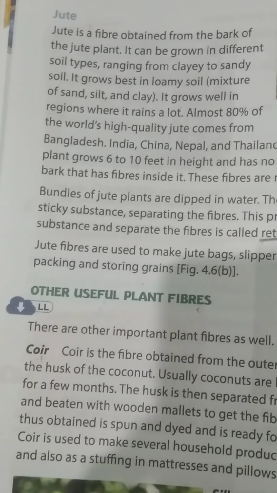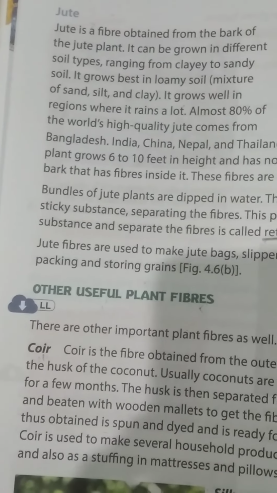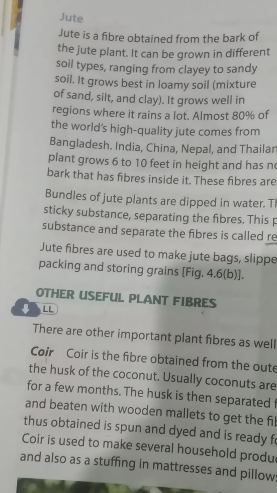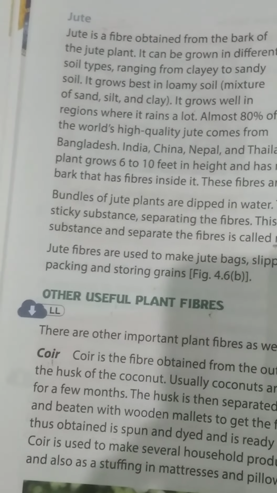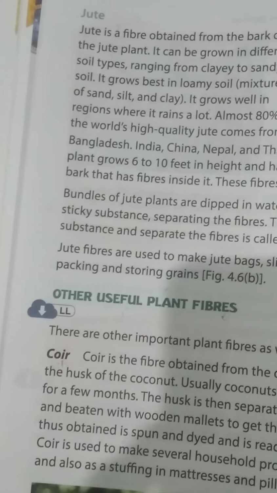This process by which the water rots the stem and separates the glued sticky substance from the fiber to give the fiber a usable form is known as what? It is known as retting. Okay, this process is known as retting.